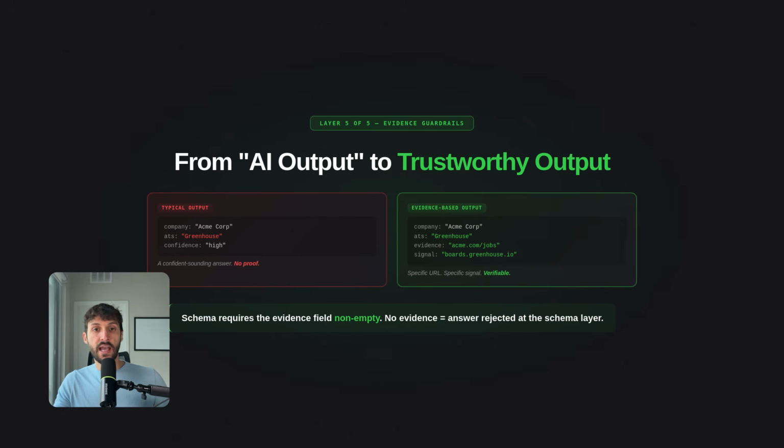If the agent can't produce evidence, the answer is rejected at the schema layer. It doesn't go into the output file. It goes back into the queue marked for the next tier to retry. Let me give you a concrete example of what that catches.